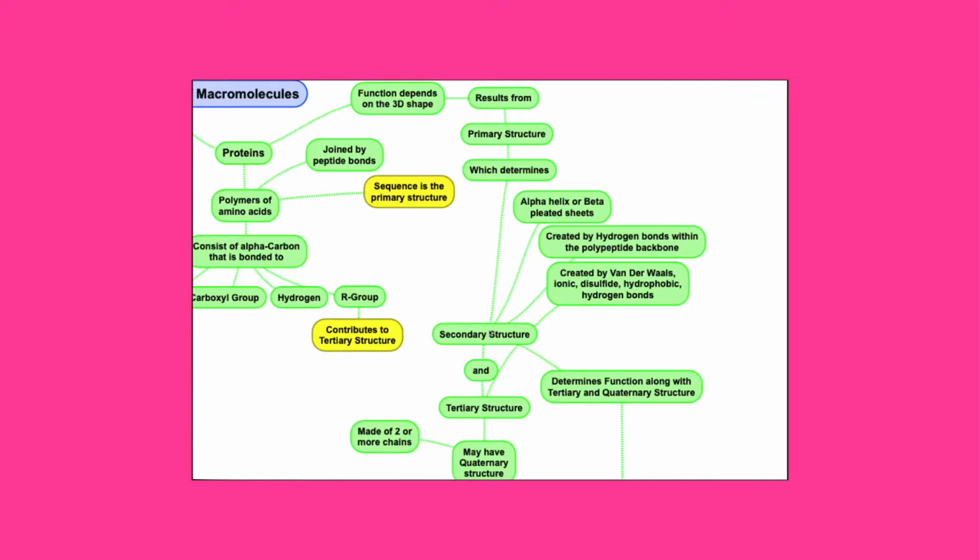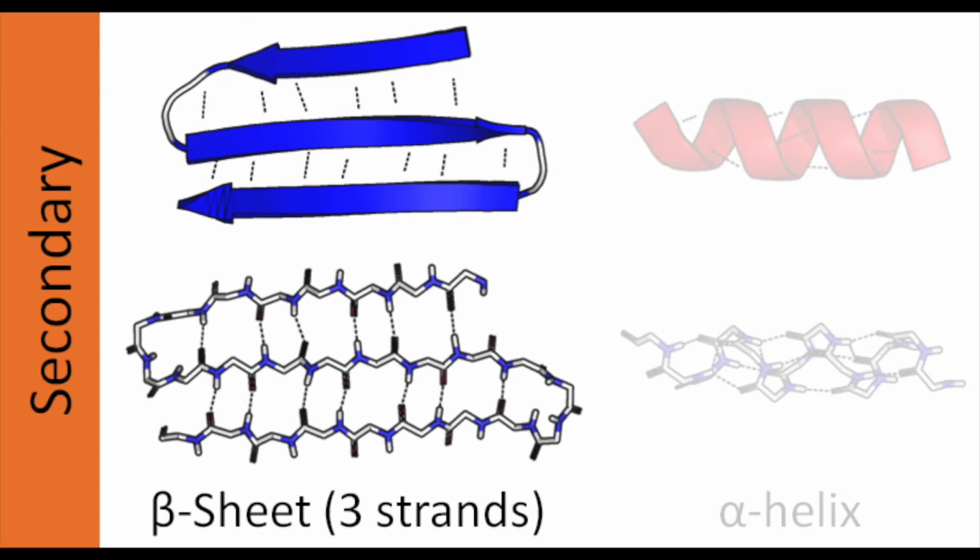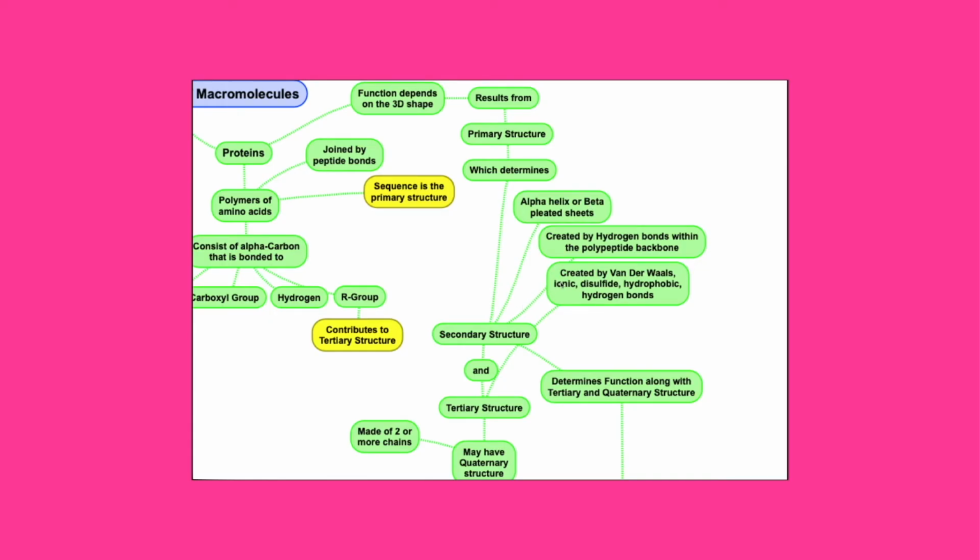So in a secondary structure, you're going to either get an alpha helix, so think a single side of a DNA molecule, that's a spiral helix. Or beta pleated sheets, which basically take a piece of paper, and if you keep folding it back on itself, that would be what a beta pleated sheet would kind of look like. This secondary structure is going to be created because of the hydrogen bonds within that polypeptide backbone. Remember hydrogen bonds, that weak charge between the positive and negatives.